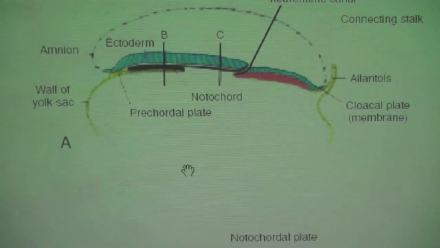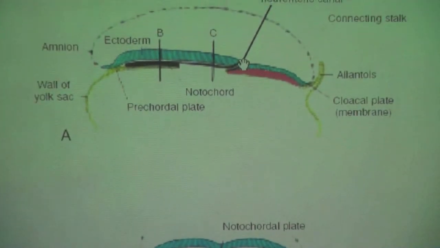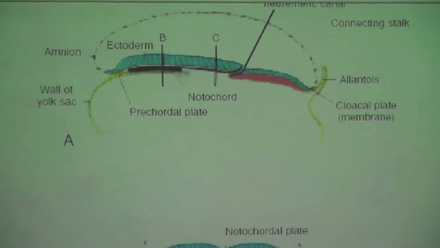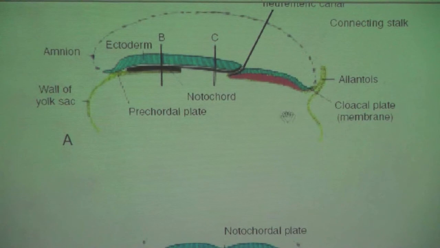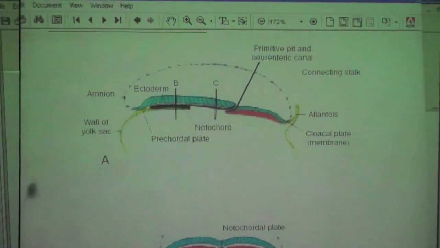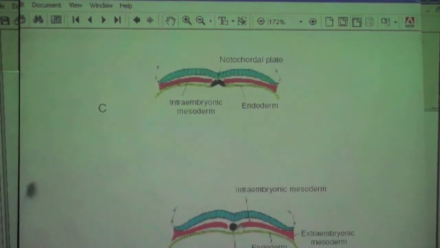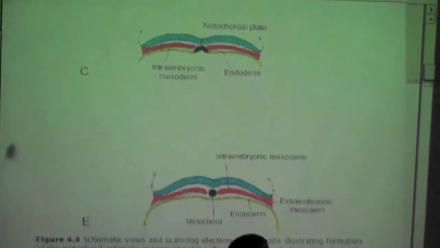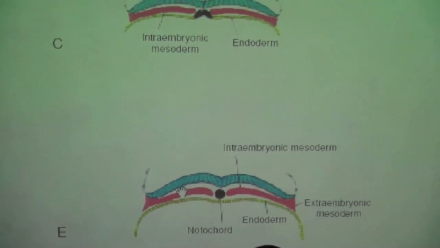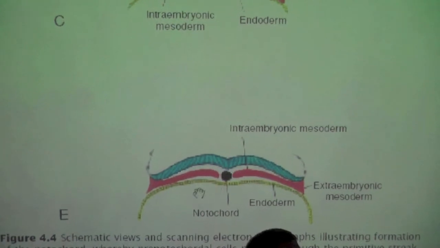So then we are making three germinal layers, and now we can see the primitive pit in the epiblast, and then we have this notochord here and endoderm here. Now we have a notochord in the midline, and we have mesoderm, called intraembryonic mesoderm. And then outside we have extra-embryonic mesoderm.